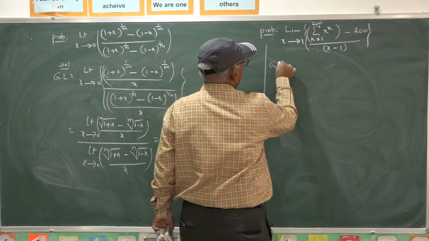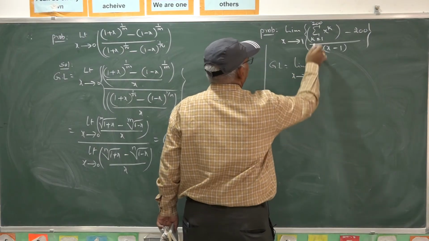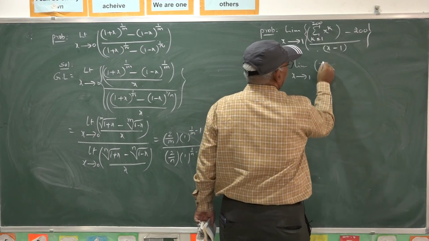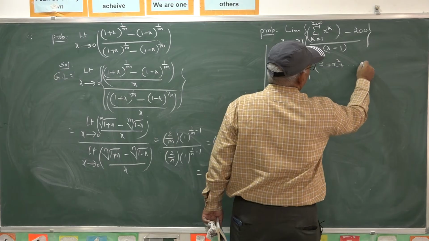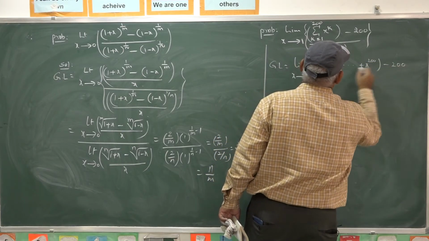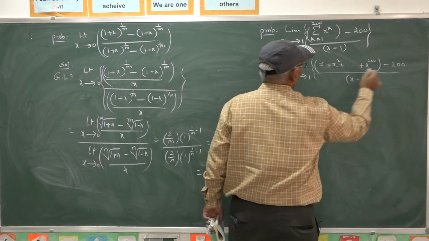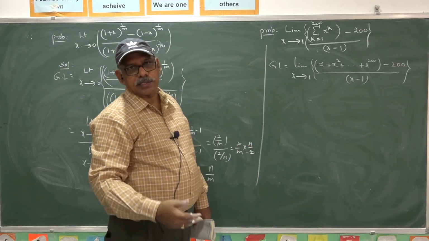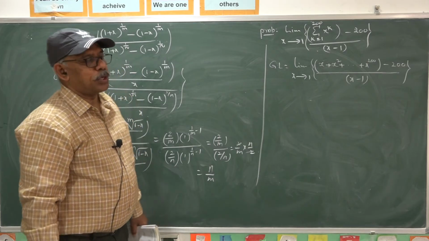So, the given limit is limit as x goes to 1, expanding the summation. As k equal to 1 we get x, as k equal to 2 we get x square, like that until we get x power 200, minus 200, by x minus 1. This is our given limit. On expansion of this summation we get x plus x square plus x cube and so on until x power 200.